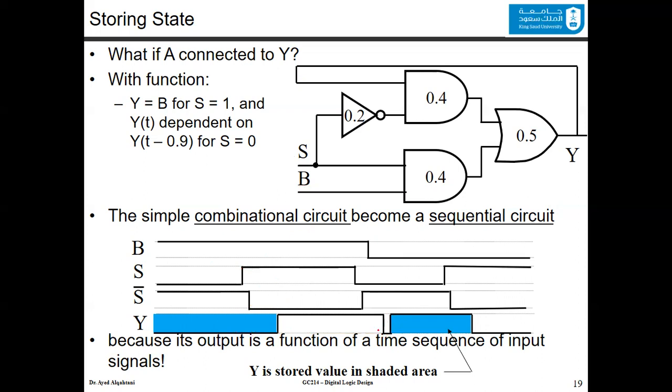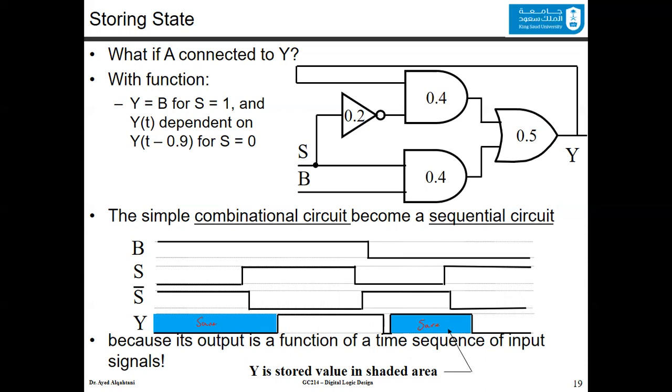And after that, if you have the selection line at 0, you will have this problem, and after that you will save the old value of y here. So what we mean is, because its output is a function of a time sequence of the input signals, now y is stored in the shaded area, and you can say that we saved the value of y here, and we save or store it as well in those shaded areas.